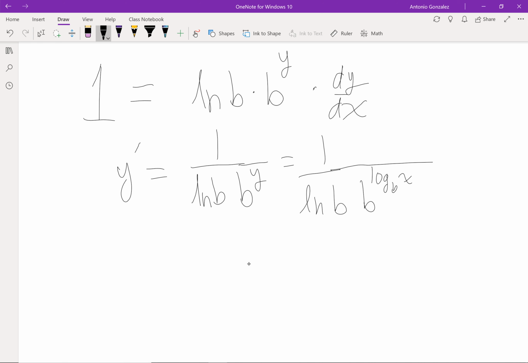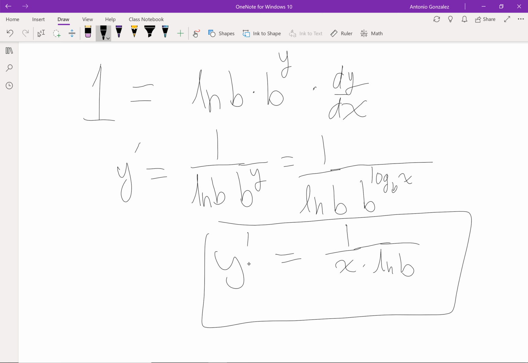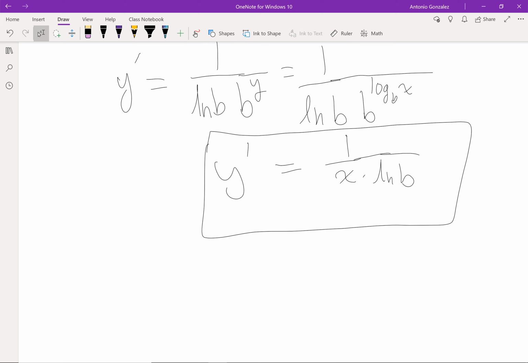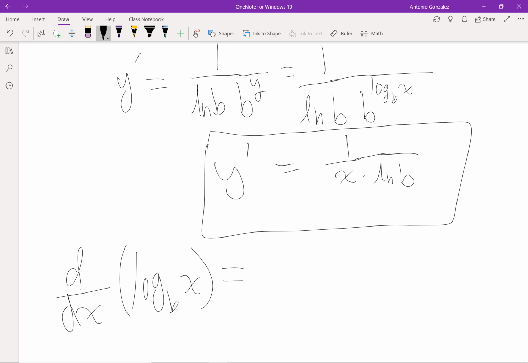All right, and again, using the inverse relationship of the exponential and the log, that means that this is 1 over x times ln of b. All right, so now we found the derivative of log base b of x is equal to 1 over x times ln of b.